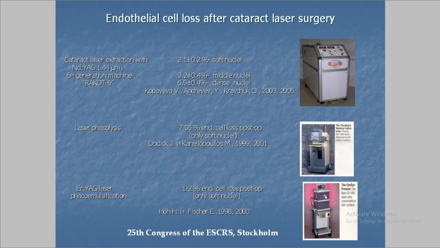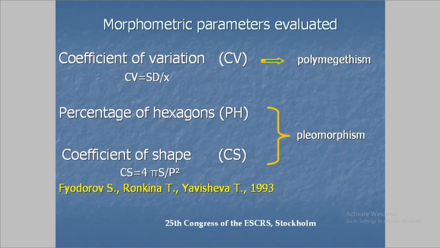On the Dodick system, endothelial trauma is more pronounced. Erbium YAG phaco is comparable, but I should emphasize that both latter systems are used for soft nuclei only, and they have to use ultrasound rather frequently in case of middle and denser nuclei.